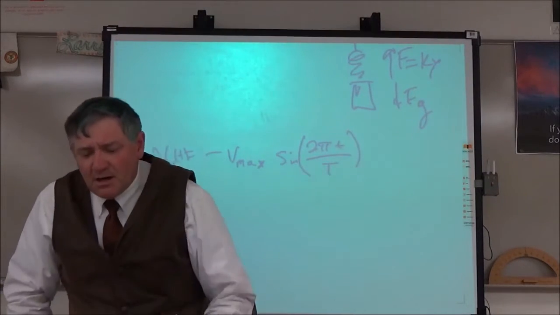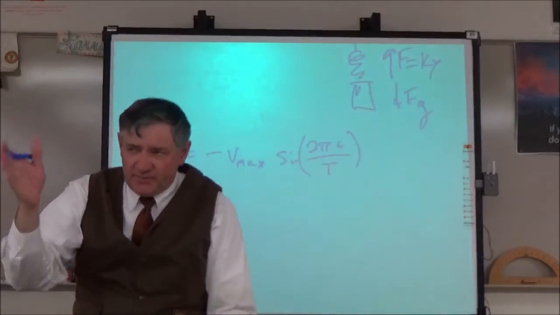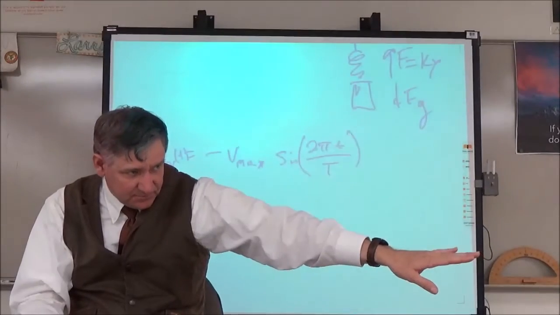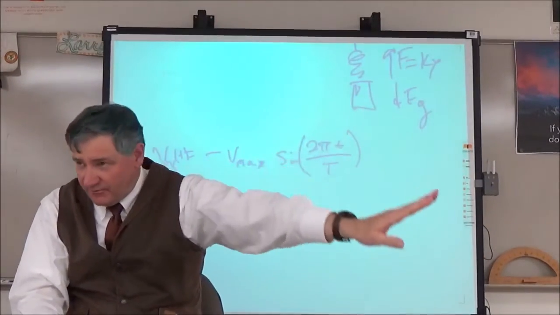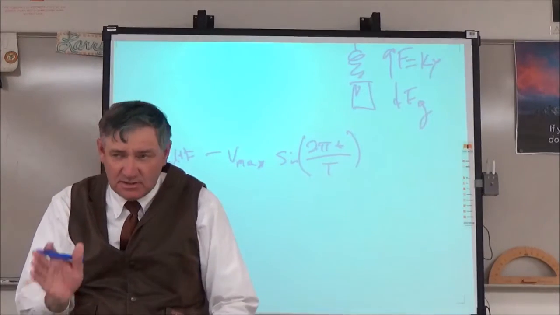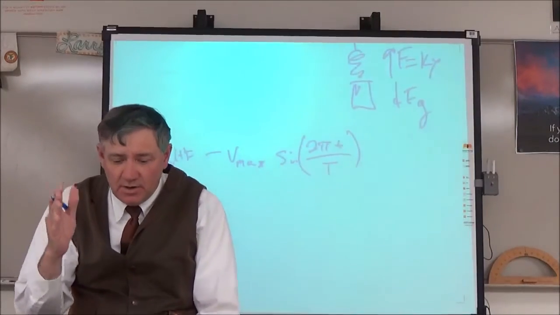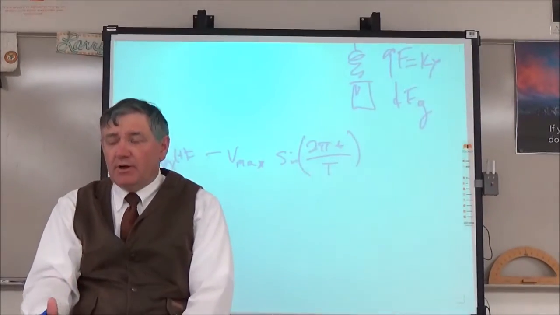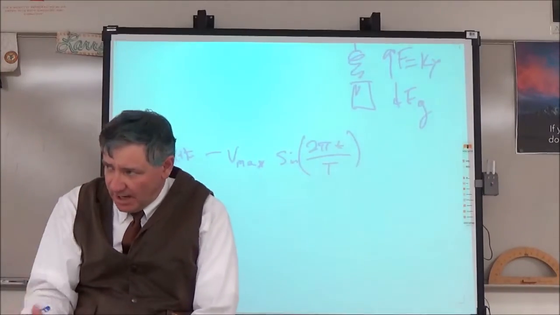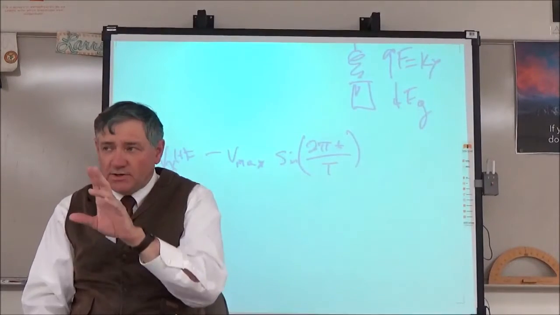All right, so here's the deal. You've got to have your Vmax from the previous page. From that previous section, you've got to have your Vmax. That's the calculation that you've already done. You have that number. So what we're trying to find now is what is the velocity as a function of time.